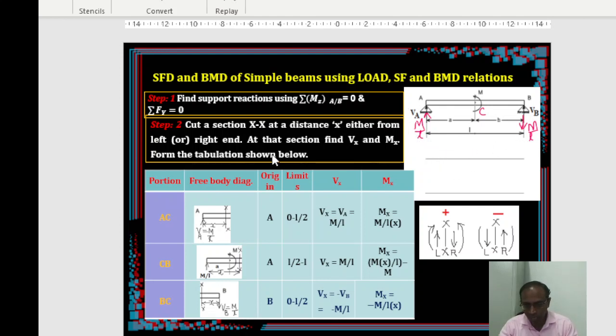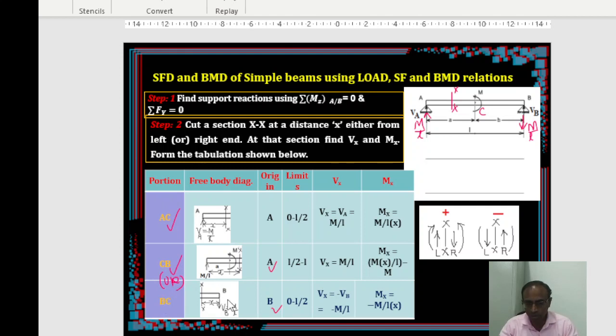So after getting the reactions, you cut a section somewhere, you cut a section here also. How many segments do you have to take? Right, the segments you have to take is because a load is coming in between. Up to this one section you can take, or one portion you can take. After this you can take another portion. So two portions, say AC, C is the central point, let us say AC one portion and CB another portion. For CB you can take the origin from B or you can take origin from A. Whichever is convenient for you, that means in the last step you can use either this expression or this expression.